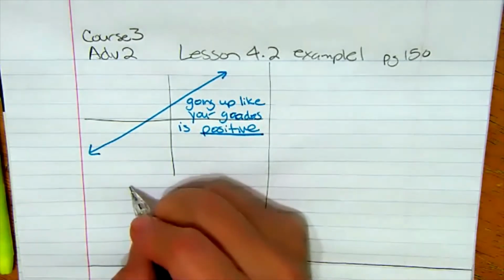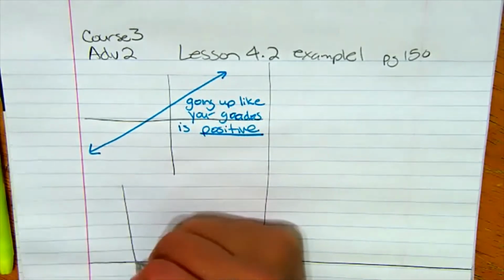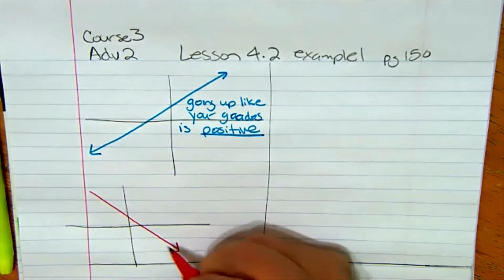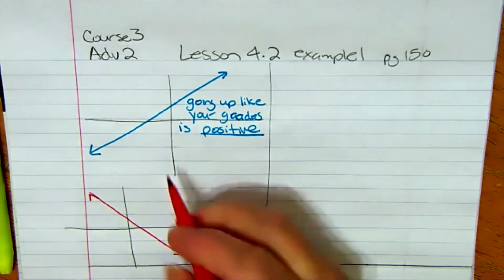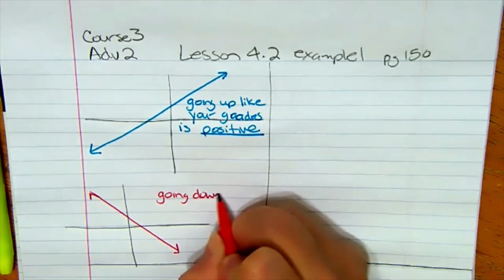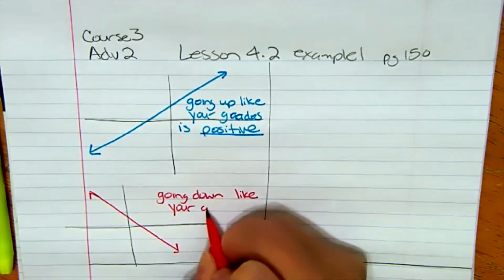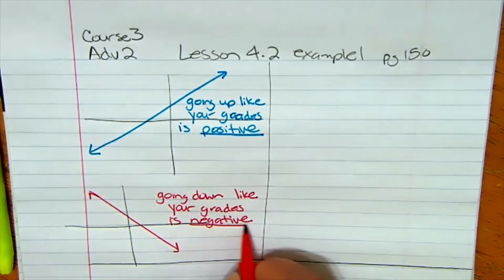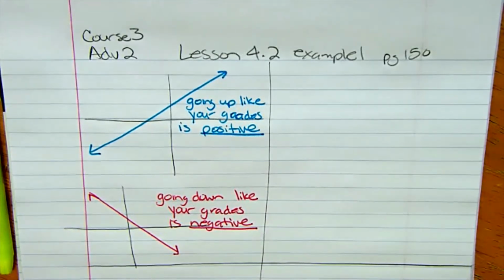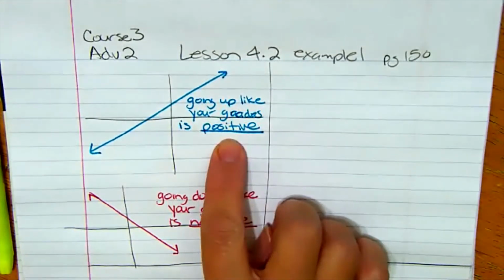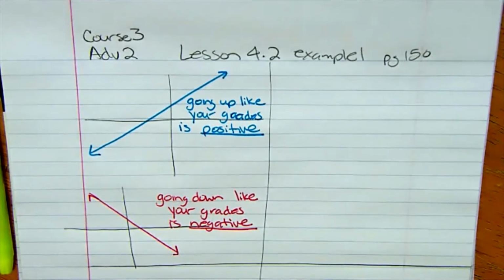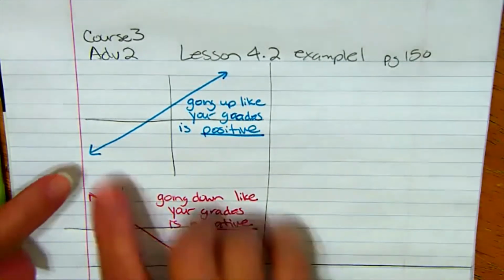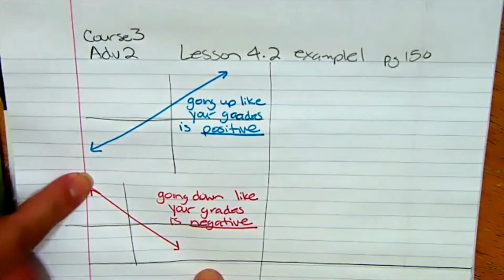That's positive. But unfortunately, like some of your grades, the line is going down. So if the line is going down, like some of your grades, that is negative. So if your grades are going up and the line is going up, that's positive. If your grades are going down and the line is going down, that's negative. So we have positive slopes and we have negative slopes.